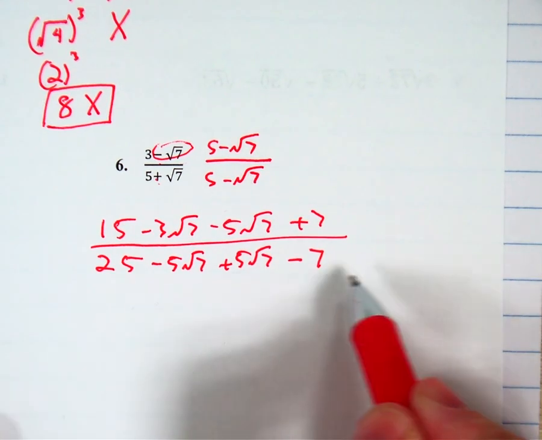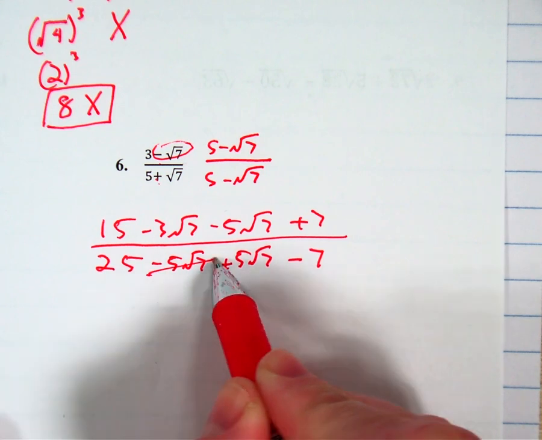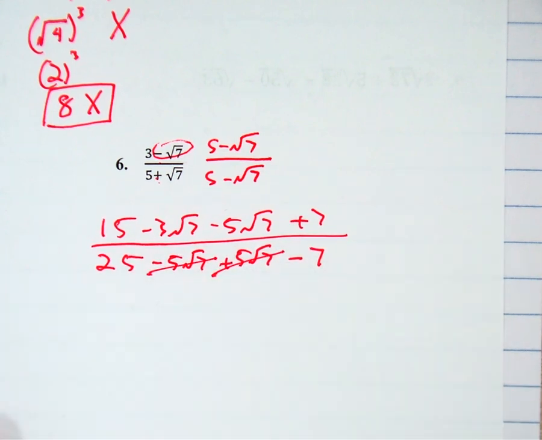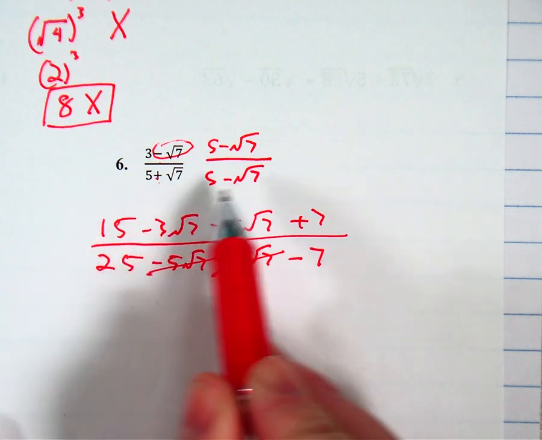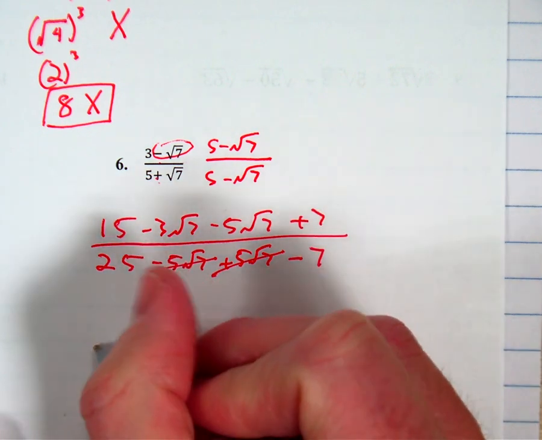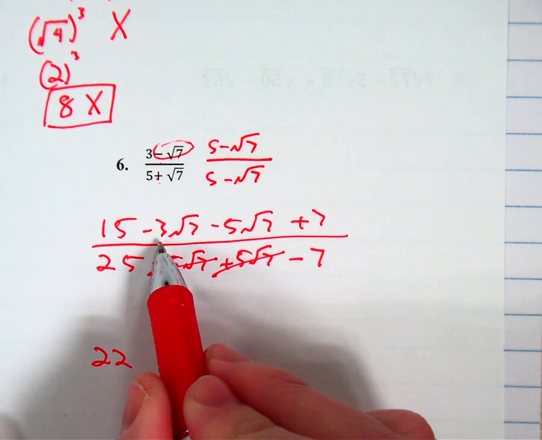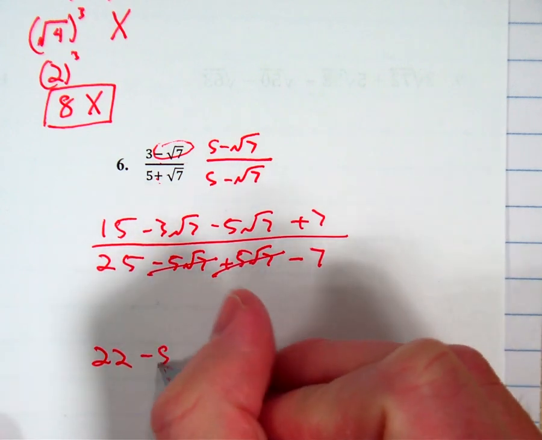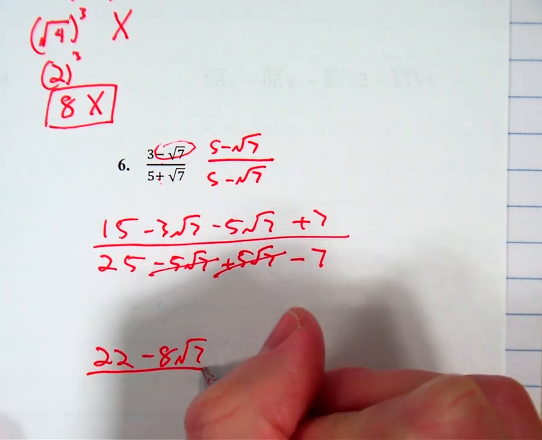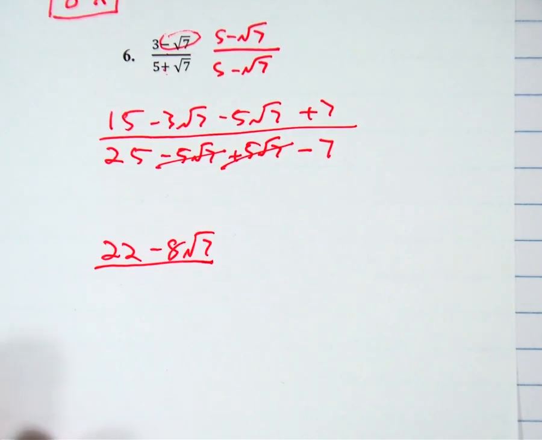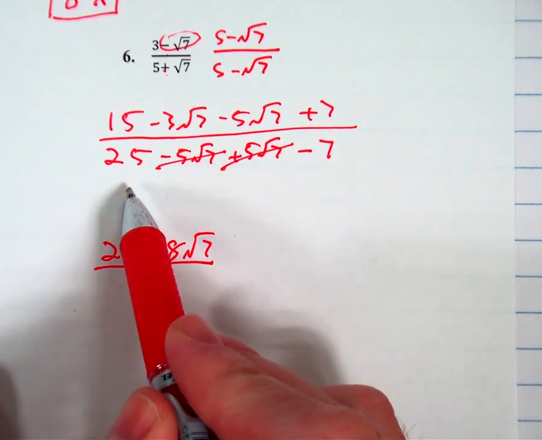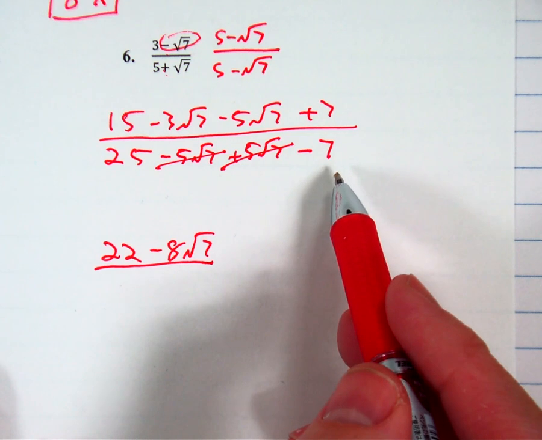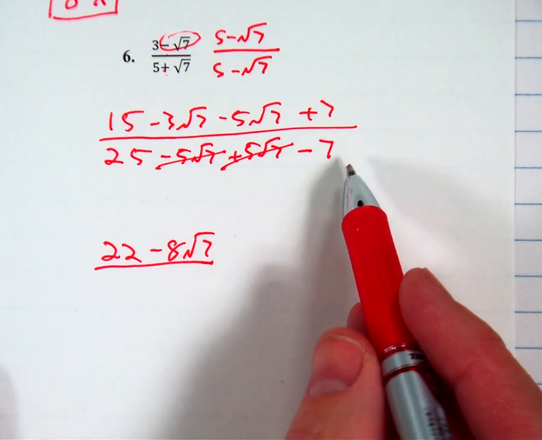And look at the bottom. This is how it's going to be a nice one. Minus 5 radical 7 plus 5 radical 7. Gone. On the top, we got 15 plus 7 for 22. Minus 3 minus 5, we got minus 8 radical 7. On the bottom, 25 minus 7, we have 18.